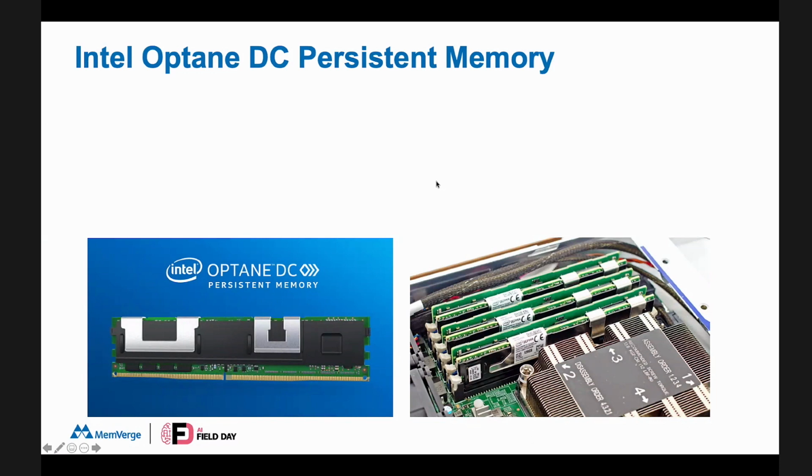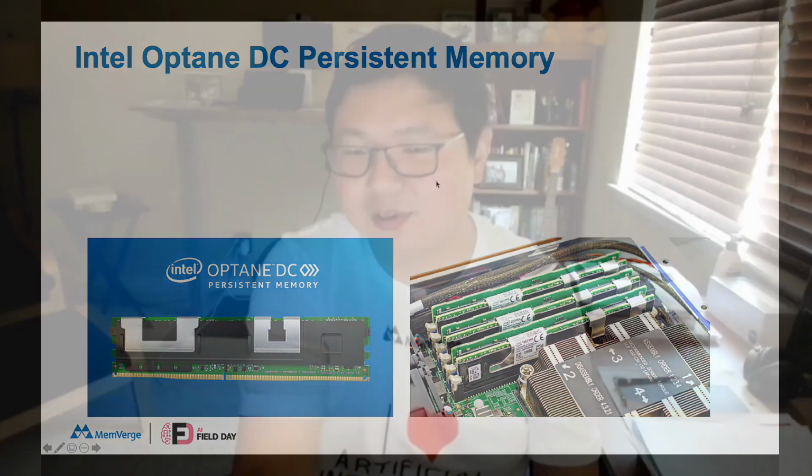If you haven't seen this before, it actually looks like this: a DIMM form factor, a stick. It goes into the DDR4 DIMM slots right next to the DRAM DIMMs and right next to the CPU. That's why it can guarantee DRAM-like performance, because it's very close to the CPU.